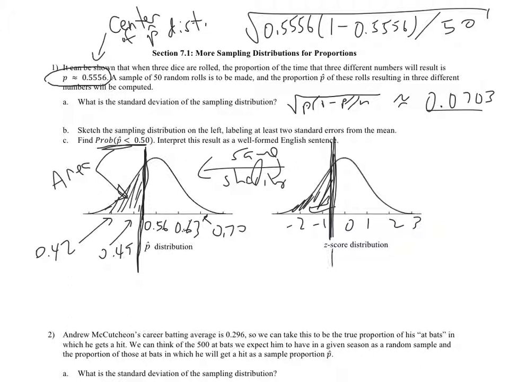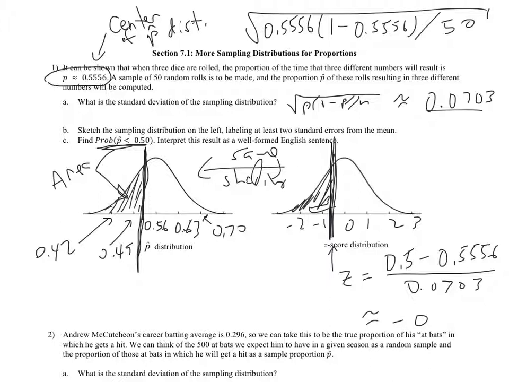So the key is, what is this z-score? And the z-score that you get here, you get from this picture by taking the value you care about, 0.5, minus the mean, 0.5556, divided by the standard deviation. And if I do that, I get approximately negative 0.79. Now this value we want to 2 decimal places because that's how our table is organized. Our table only gives z-scores to 2 decimal places, so I want to make sure I get 2 correct decimal places here. So that's the z-score.